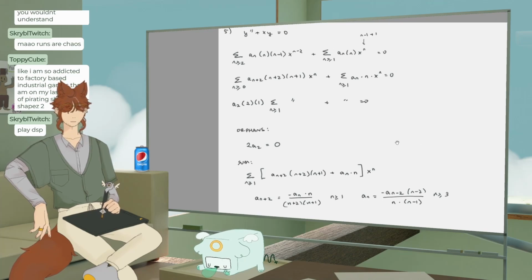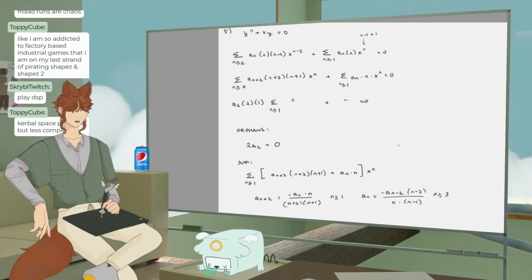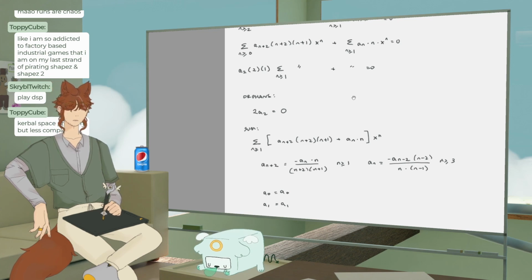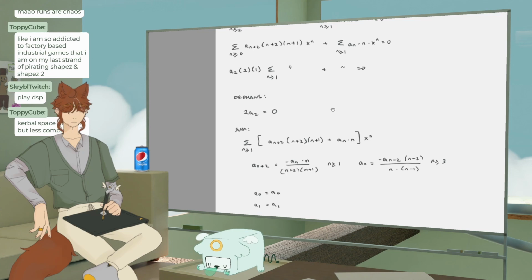Deep Space Galactica. Kerbal Space Program, but less complex. Well, I should just play Kerbal. I don't know if I have Kerbal or not. Wait, I'm looking. I'm trying to scroll. I do not have Kerbal. I thought I had Kerbal Space Program. I love engineering games. They make me go brrr.